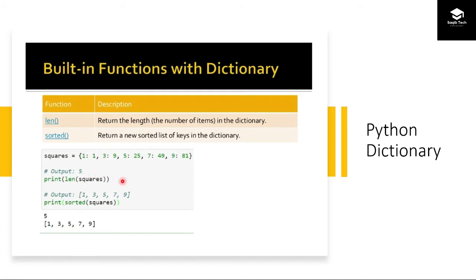And there is a function named sorted. What it will do is sort the dictionary in ascending or descending order. Here it will print in ascending order because I have simply passed squares inside the sorted function.